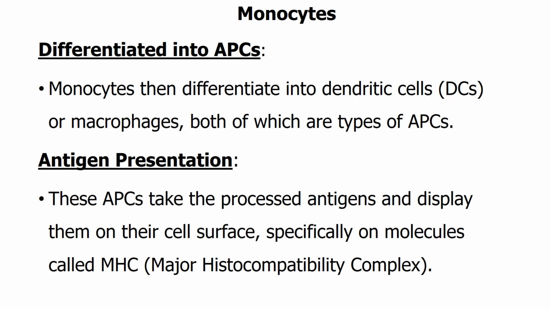Monocytes can also differentiate into dendritic cells or macrophages, both of which are types of antigen-presenting cells. Take note, APC is antigen-presenting cells. These antigen-presenting cells take the processed antigen and display them on the cell surface, specifically on molecules called major histocompatibility complex.